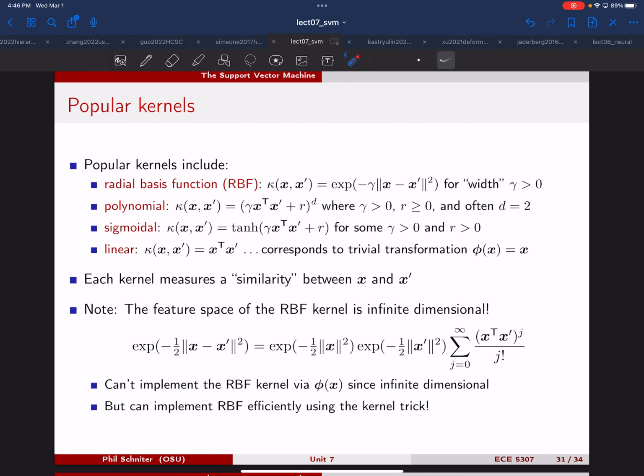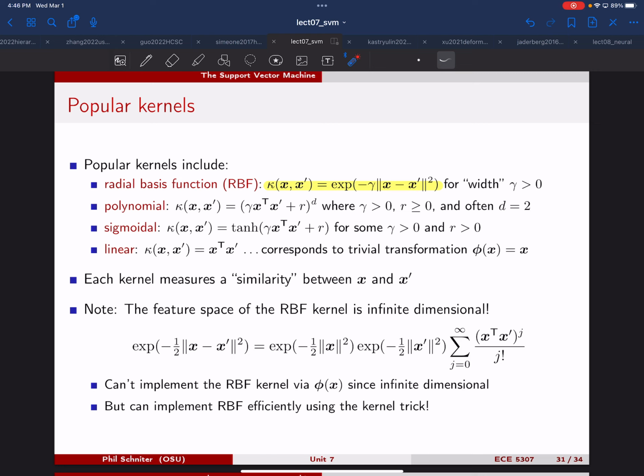So the most popular one is called the radial basis function kernel. And all it is, you take the difference between the two x's, so in this case, x minus x prime, you take the squared Euclidean norm, you multiply that by some so-called kernel width gamma, some number you have to choose, and you exponentiate it. So you take e to that power. Okay, so that's the most popular one.